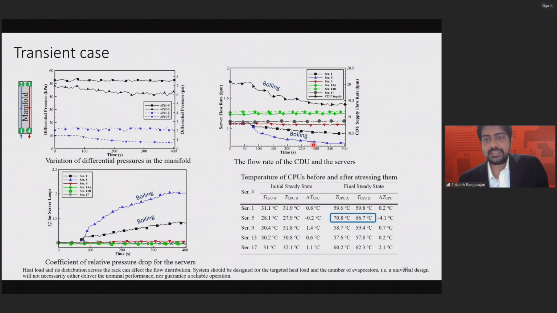The temperatures of the CPUs before and after stressing them, we have noted them, and we have seen that whichever server has undergone boiling had a reduced temperature or a slightly increased temperature, but other CPUs had a very high temperature.